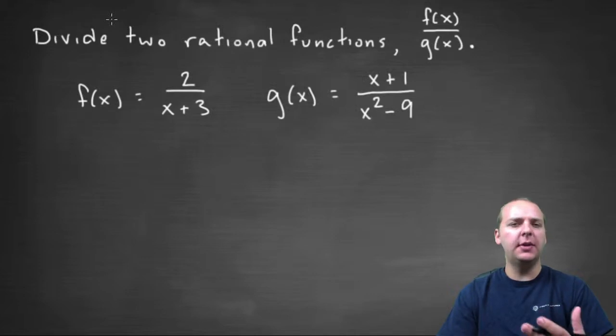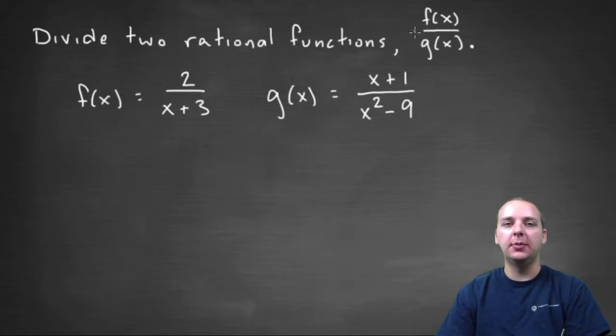Here's an example that sometimes gives students trouble, but it's not so much because it's overly difficult. I think it's more just the wording or the phrasing of the exercise. What they'll do is they'll give you two functions, one called f of x and one called g of x. And then they'll ask you to divide the two rational functions, or you might see something that looks like f of x divided by g of x.